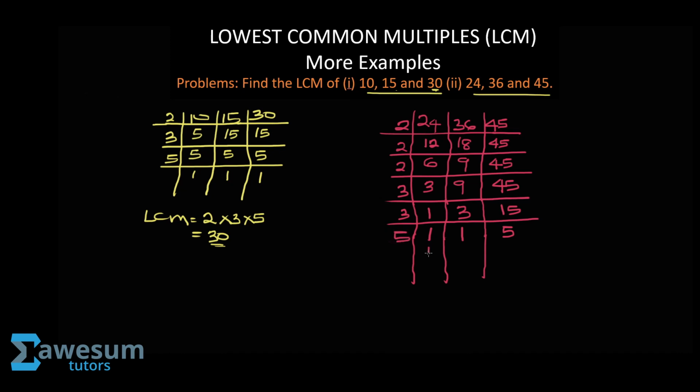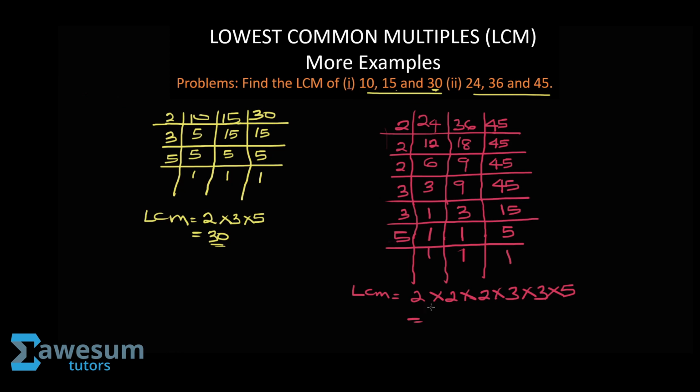5 can divide. This is going to be 1. Just bring it down. It's already reduced to 1. And then 5 in 5 is 1. Bravo. So that means the LCM is going to be, remember, you multiply these guys right here: 2 times 2 times 2 times 3 times 3 times 5.